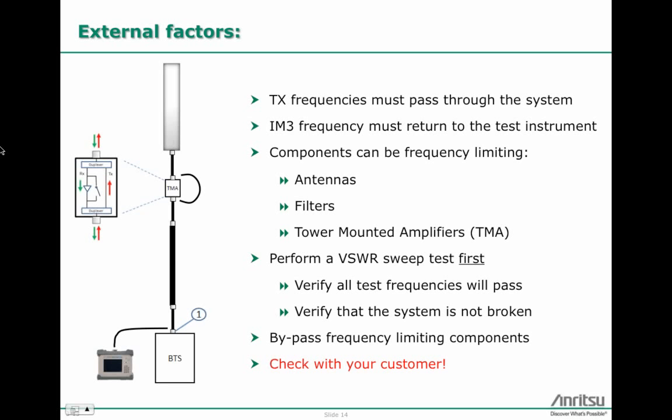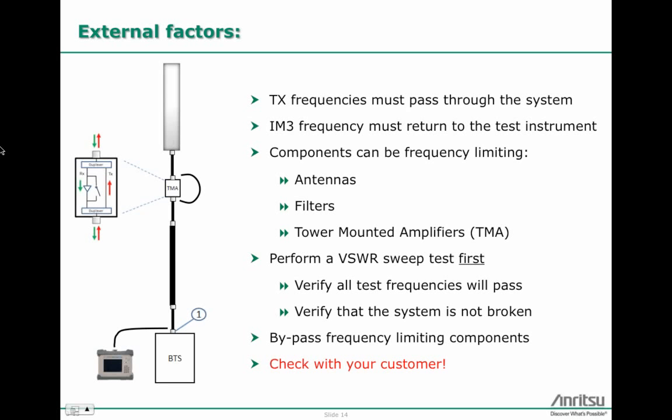Common components to look at: the antenna, which is going to be one of the frequency limiting devices, any filters that have been installed in the system, or tower mounted amplifiers. A quick way to verify this is to perform a VSWR sweep test prior to performing your PIM test. This gives you assurance that the test frequencies you're going to use for the PIM test will be able to pass through that system. It also has the added benefit that it allows you to check and make sure that the system is just not broken before you start testing. It doesn't do any good to start your PIM testing if the jumper at the top of the system is not connected to the antenna, for example.